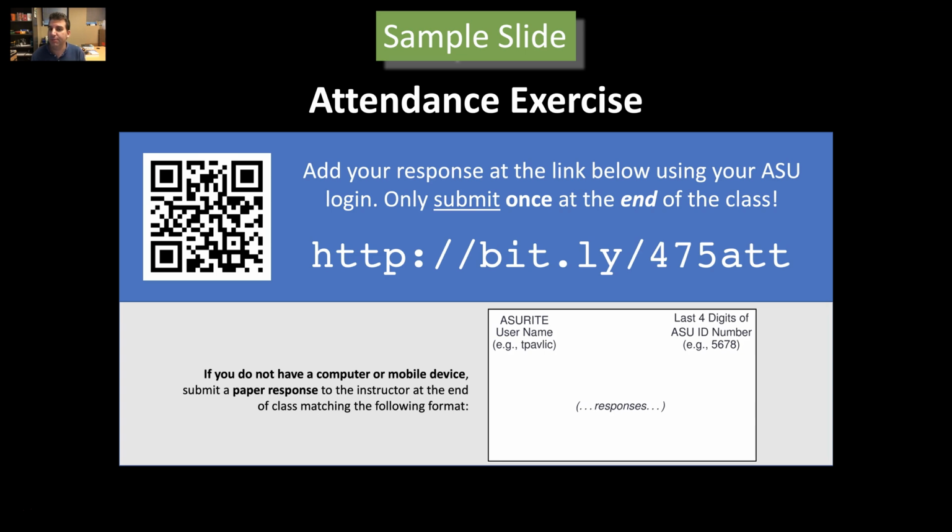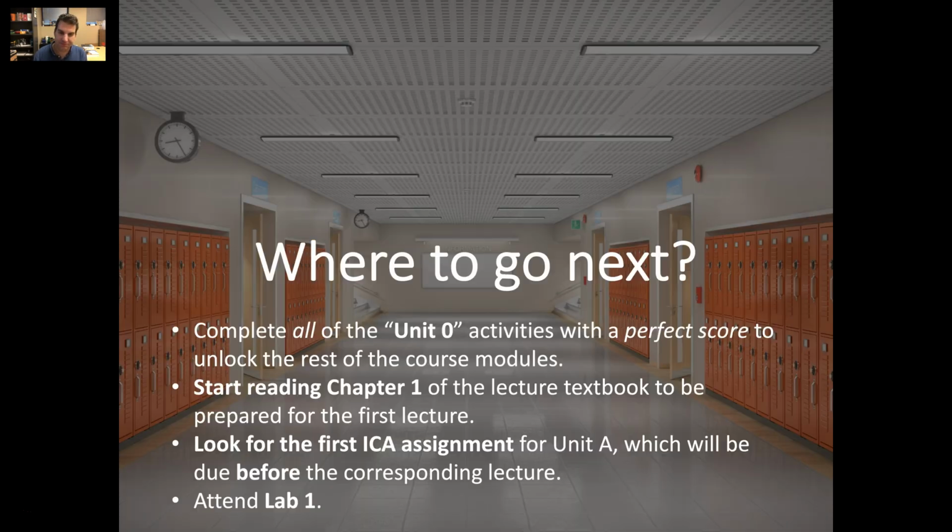Now, if you don't happen to bring a mobile device or a laptop that allows you to make use of those, then you can also use a half sheet of paper, and in this little white box at the bottom here, you can write your ASURITE username in the upper left-hand corner, in my case T. Pavlic. In the upper right-hand corner, write the last 4 digits of your ASU ID number. So if your ASU ID number ends in 5678, you'd write 5678, and then you can put your responses on that card, and then you can turn them in to the instructor at the end of class. But we strongly prefer the electronic version if you can.